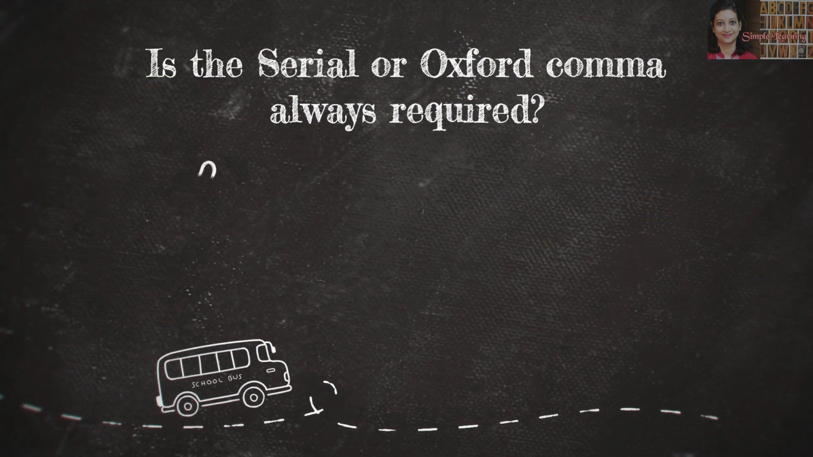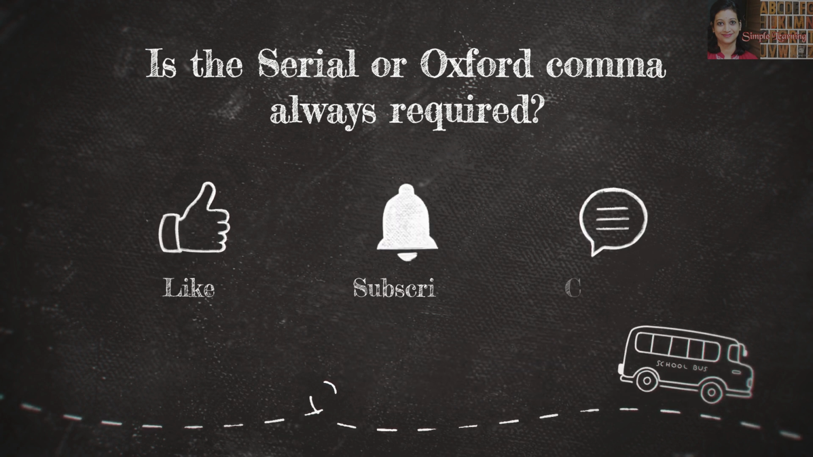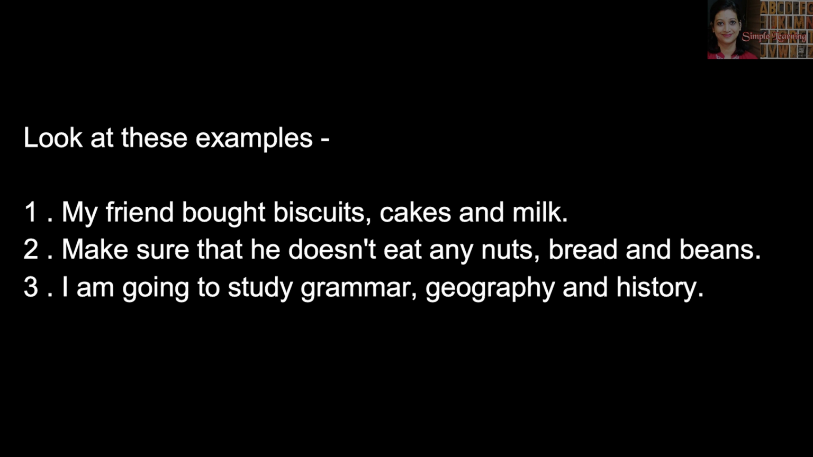Now, the next question is: is the serial comma or Oxford comma always required? Well, look at these examples. Number 1, my friend bought biscuits, cakes and milk. Number 2, make sure that he doesn't eat any nuts, bread and beans. Number 3, I am going to study grammar, geography and history. Look, in these cases, we have not used the Oxford or serial comma and there is no confusion or ambiguity here.